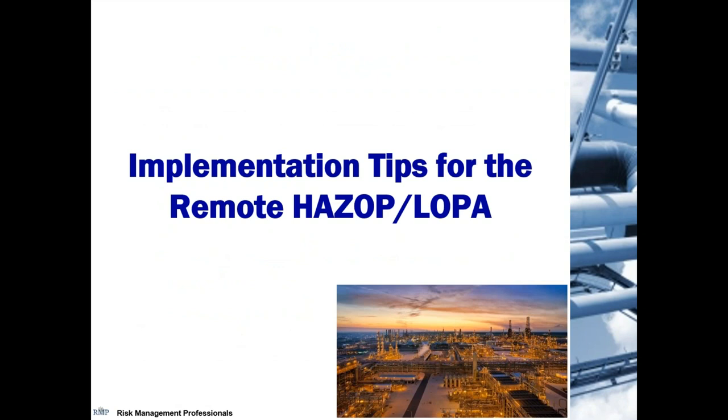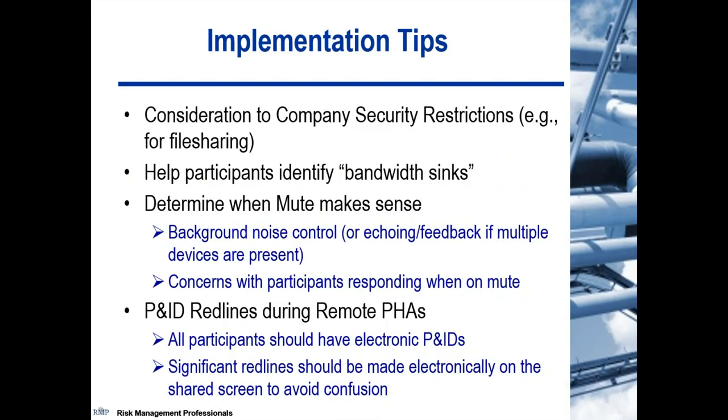Okay, so now I'm going to go through implementation tips for the remote HAZOP. So implementation tips. Consideration to company security restrictions, for example, file sharing. As a third-party facilitator, I experienced a file transfer inability and some chat restrictions due to client company security firewalls. Therefore, I would recommend looking into company restrictions associated with the telecollaboration software package beforehand to be aware, and then you can find workarounds prior to session time.